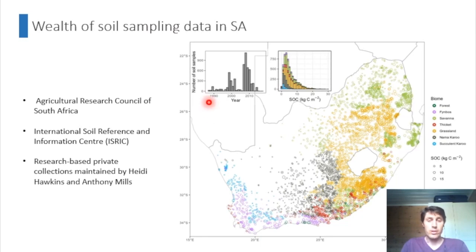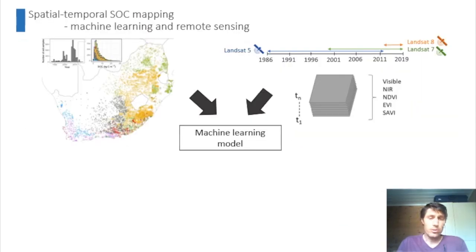And the distribution of these samples over time range from the 1980s to present, and also a wide range of soil organic carbon values covering the gradient from west to east of the country. We used the soil organic carbon ground truth data, again illustrated in this map, in combination with satellite imagery from the Landsat satellite archive, which is a combination of 3 satellites that have taken images of the Earth at 30 meter spatial resolution going back all the way to the 80s.